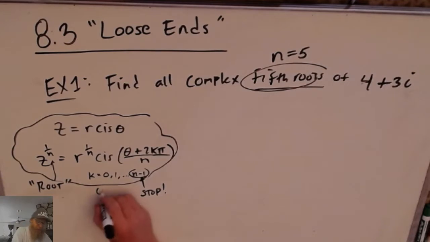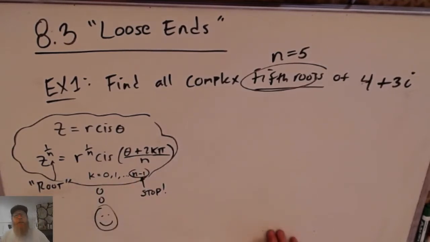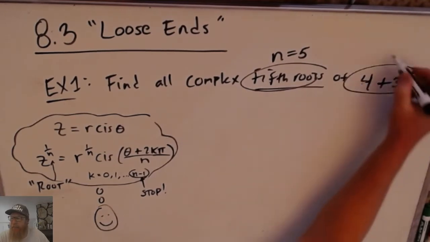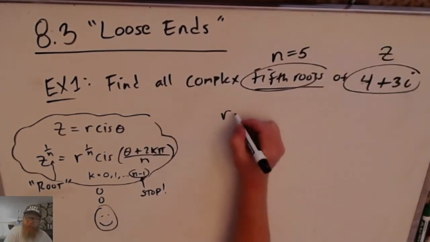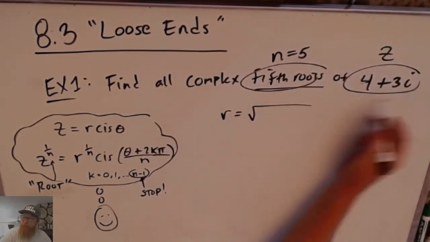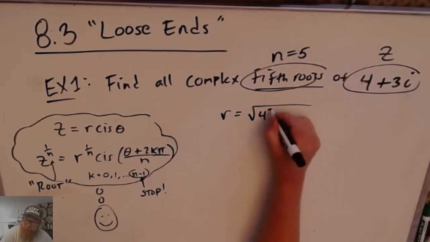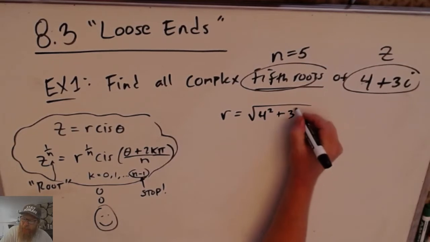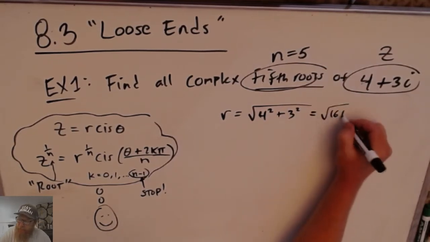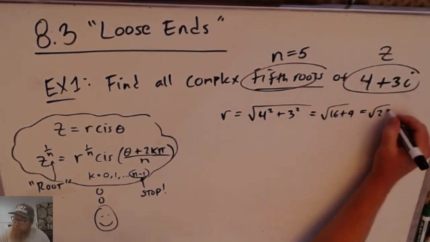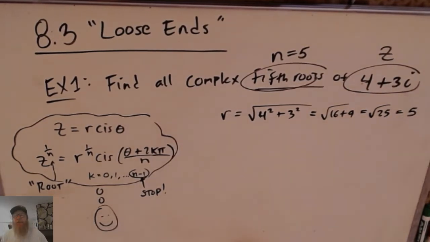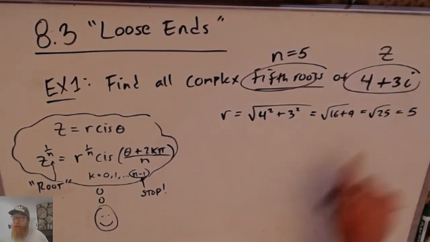Okay, so that's just a quick review of the formula for finding complex roots. This is our z here. So let's go ahead and find r. That'll be the square root of 16 plus 9, so the square root of 25. Oh, I love it when that happens. So your radius, or your modulus, which means the same thing, is 5.